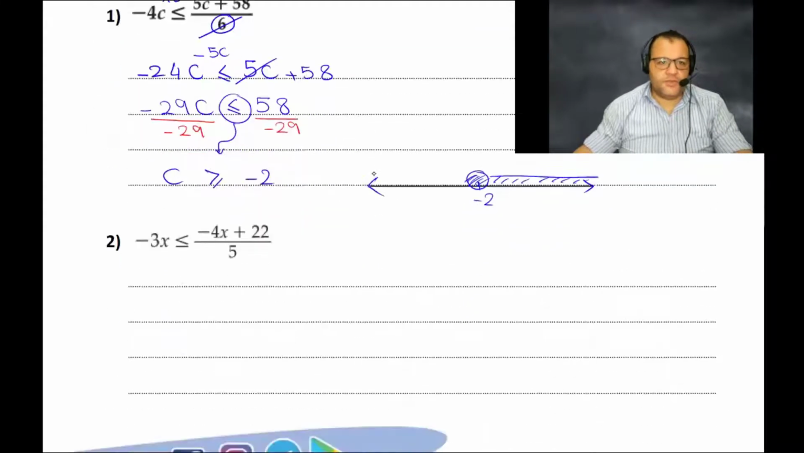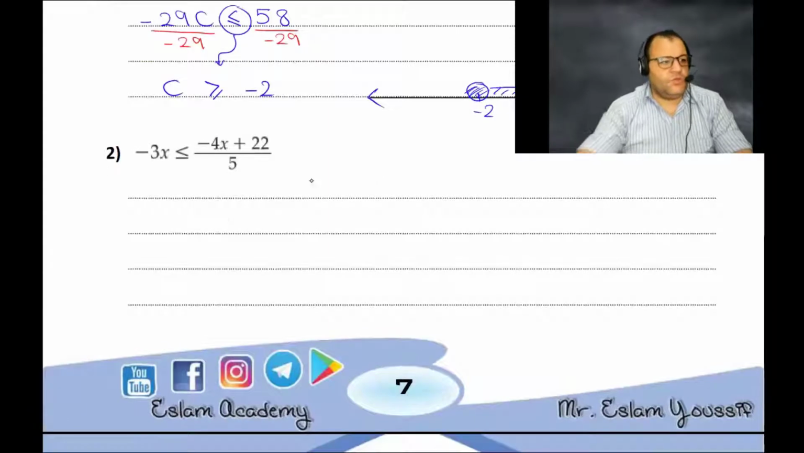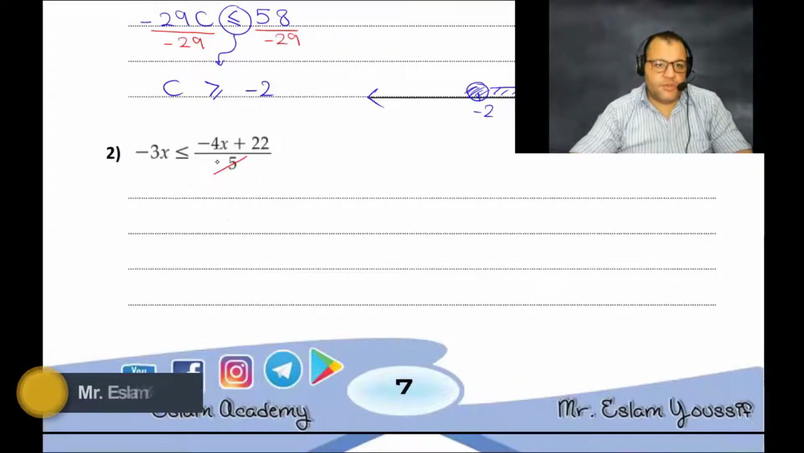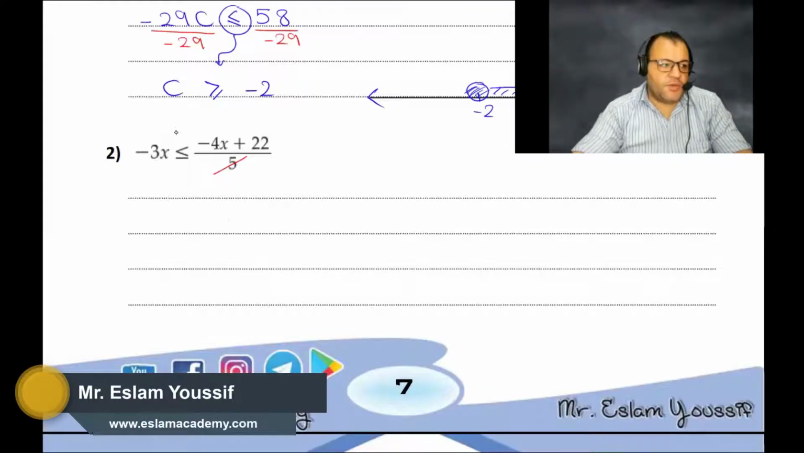Any problem for this one? No. Okay. So how do we solve the next one? Multiply by 5, because we have 5 at the denominator on the right side. At the denominator, it means we divide by 5, so to shift it to the other side we multiply by 5. Get it? So it will be 15x.